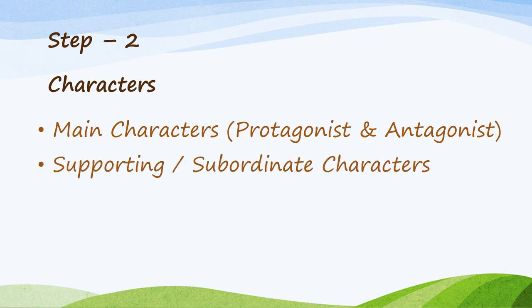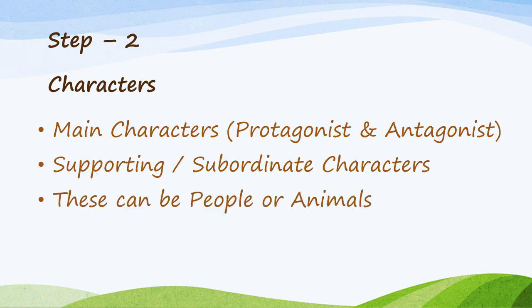Second point, supporting or subordinate characters. They are generally helping the protagonist and antagonist to achieve their goals. Third point, these can be people or animals. We can have in the story different types of people, animals, birds, trees, and all these put together creatively make the story exciting along with good dialogues.